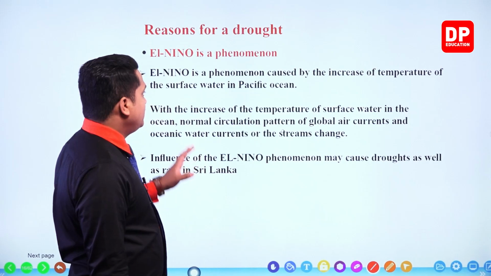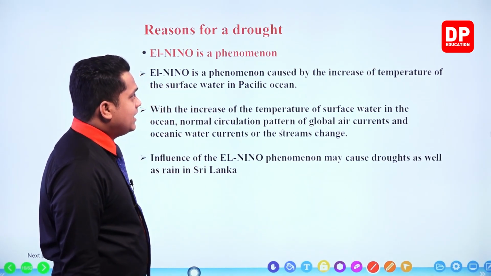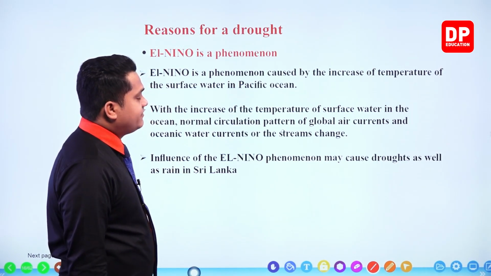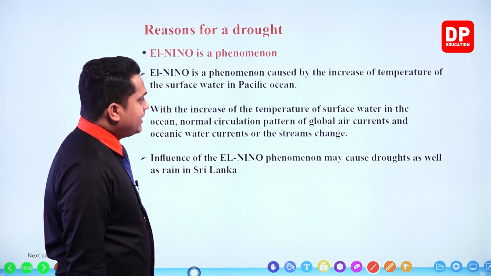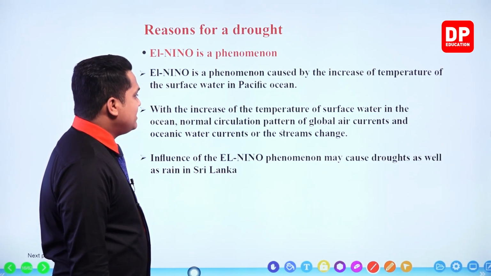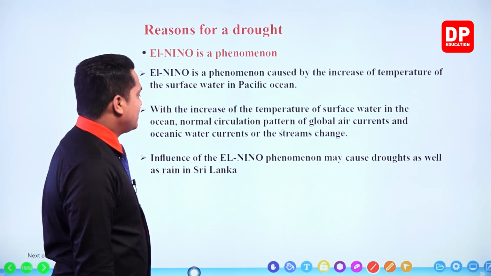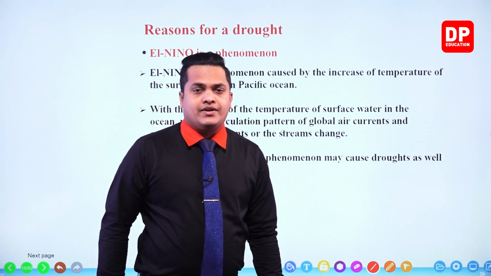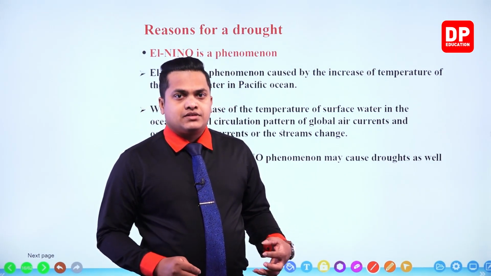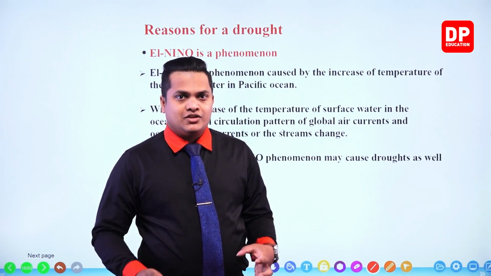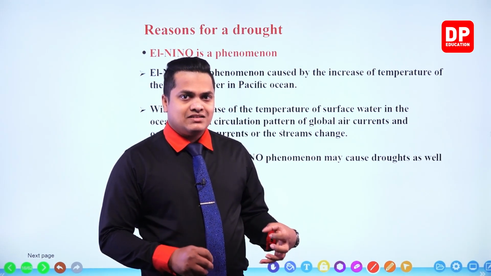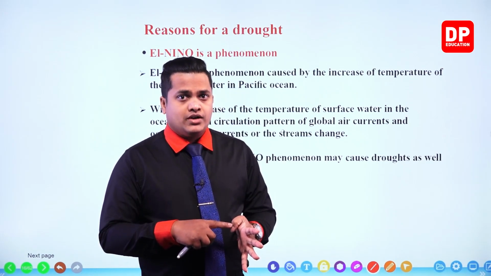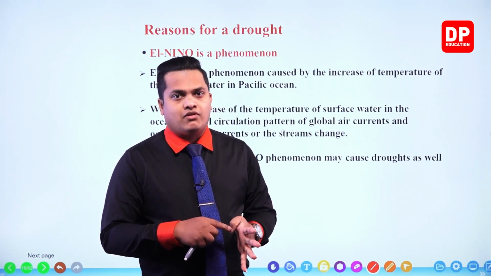Okay, so here it is given: the El Nino phenomenon is caused by the increase of temperature of the surface water in the Pacific Ocean. With the increase of temperature of surface water in the ocean, the normal circulation pattern of global air currents and oceanic water currents or streams change. Like I said, what will happen? It will affect the air currents, so it will affect the flow of temperature. Due to the effect on air currents and the flow of temperature, drought seasons will occur because of lack of rainfall.